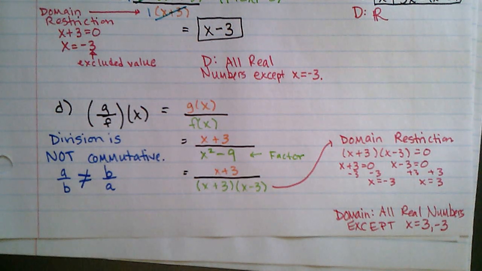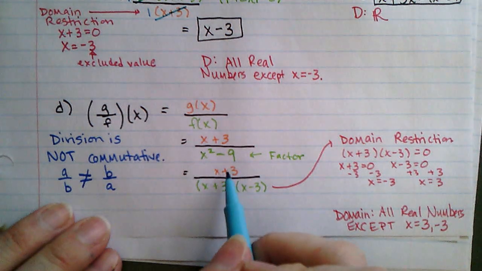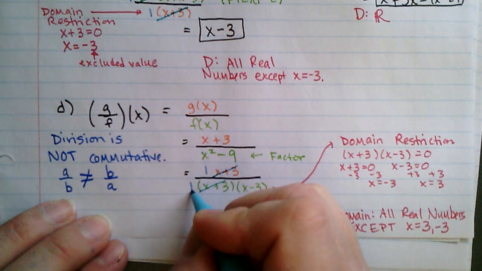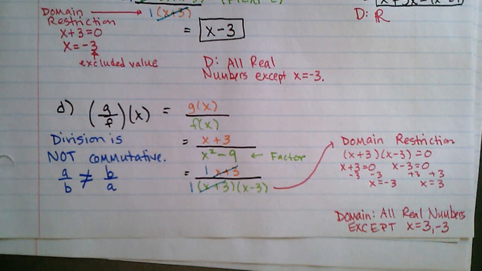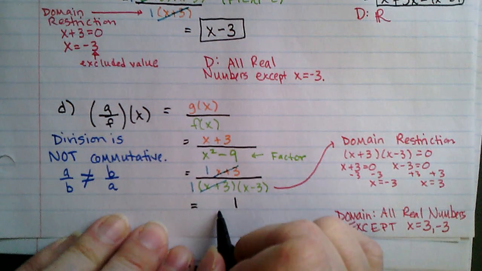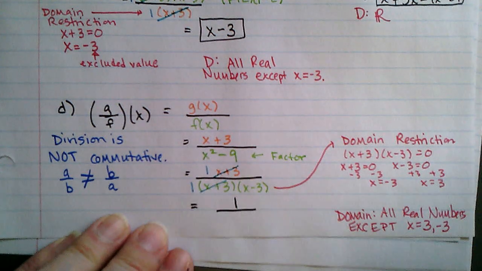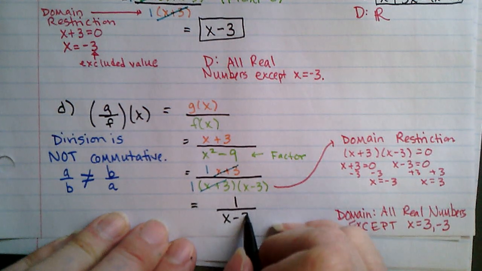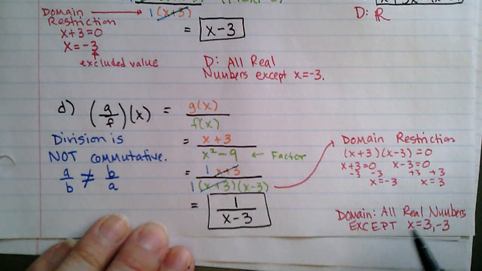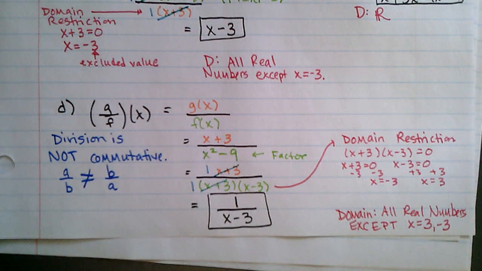Once I've got my domain restrictions, I can go ahead and cancel legally. So I have an exact match of x plus 3, so those cancel and leave a 1 in their place. So my ending answer is going to be 1 in the numerator and 1 times x minus 3, which just leaves x minus 3 in the denominator. So that's my quotient, and then the domain would be all real numbers except x equals 3 and negative 3.